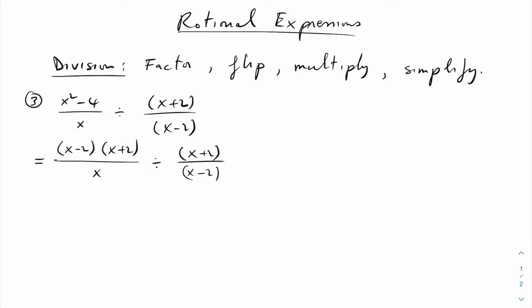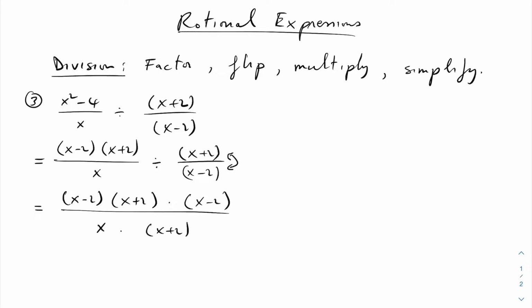And so the next step would be to turn this division into a multiplication by flipping the second rational expression. That means to rewrite its numerator as denominator and denominator as numerator. And so we're going to have x minus 2 multiplied by x plus 2 multiplied by x minus 2, divided by x multiplied by x plus 2. So last step, let's simplify it through. And so we're going to have x plus 2 and x plus 2 gone. And so our final answer here is going to be x minus 2 times x minus 2 divided by x.